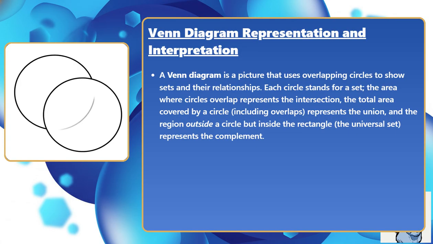A Venn diagram is a picture that uses overlapping circles to show sets and their relationships. Each circle stands for a set. The area where circles overlap represents the intersection. The total area covered by a circle, including overlaps, represents the union, and the region outside a circle but inside the rectangle, the universal set, represents the complement.